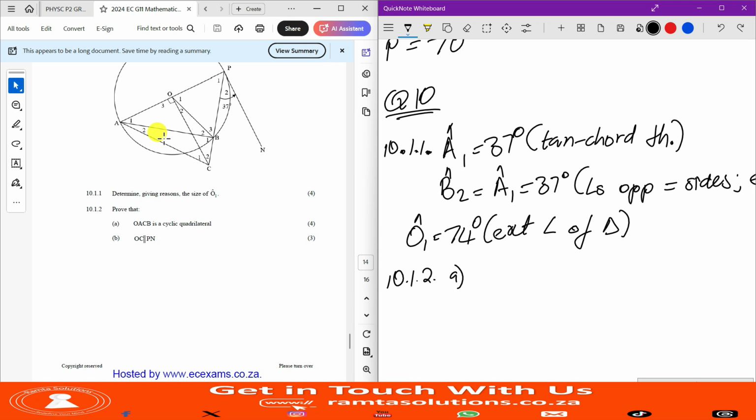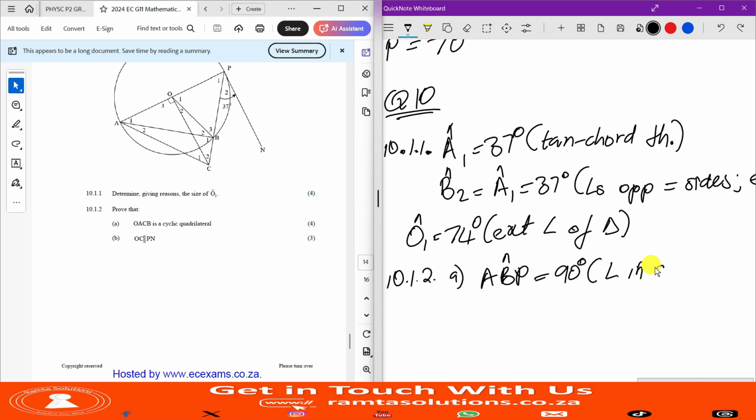I'm seeing what I'm seeing here. Let me begin here. I want to say angle ABP. Angle ABP is equal to 90 degrees, and the reason being angle in a semicircle, right?